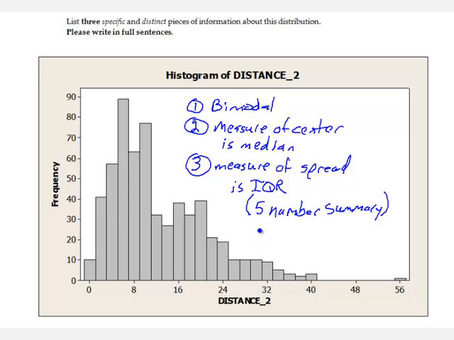So to recap, this distribution is skew right, has a possible outlier to the right. The bin with the largest frequency was between 5 and 7. We could say that this distribution is bimodal or trimodal. The measure of the center should be the median. The measure of the spread should be the IQR or the 5-number summary.